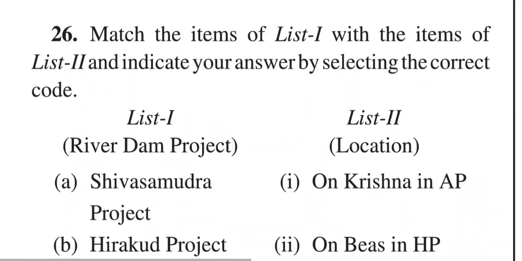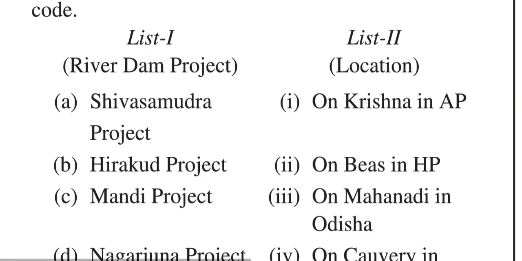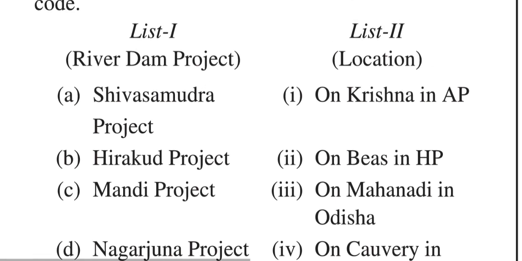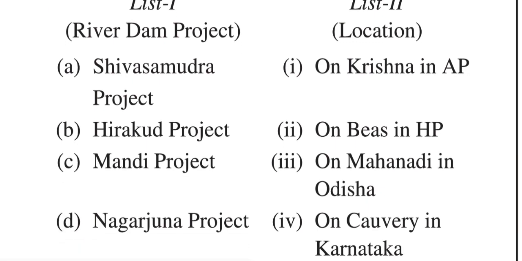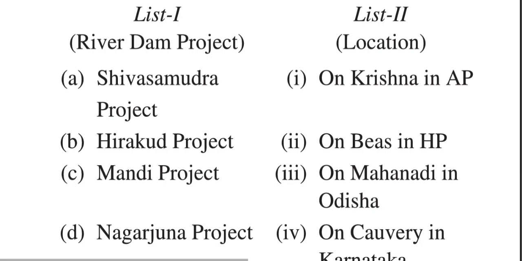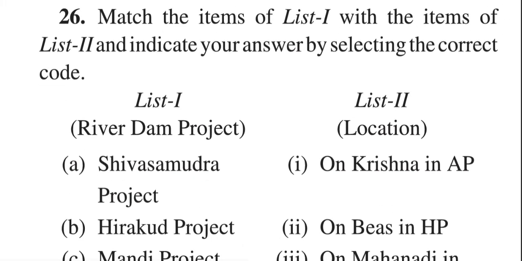Number 26, it's a match the following question. Match the items of list 1 with the items of list 2 and indicate your answer by selecting the correct code. In list 1 we have river dam project, in list 2 we have location. So I will directly read all the options related to river dam project, and I will do the same in list 2 too. So A is saying Siva Samudra project, Hirakund project, Mandi project, Nagarjuna project. On Krishna in AP, on Bees in HP, on Mahanadi in Odisha, on Kaveri in Karnataka. So correct answer will be number B.